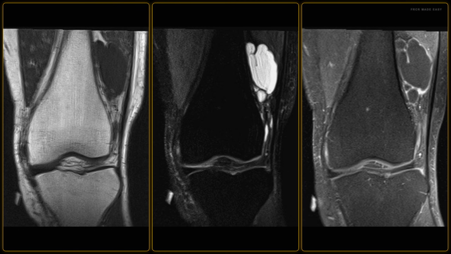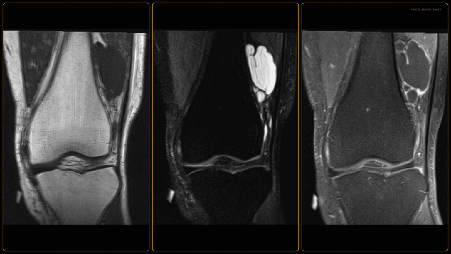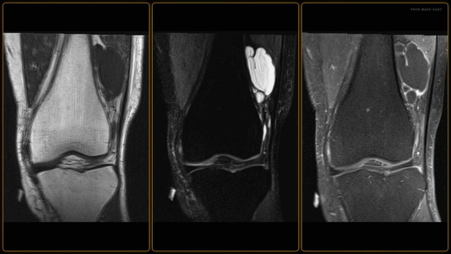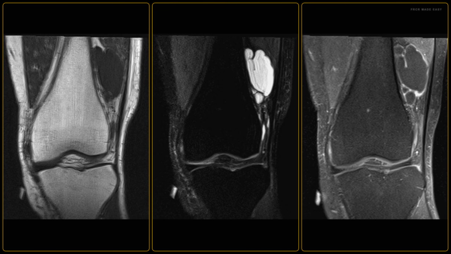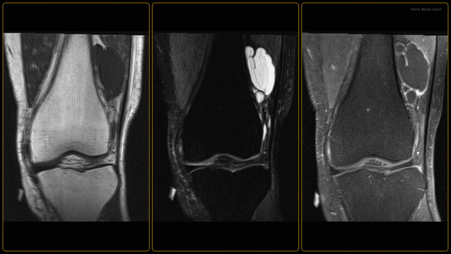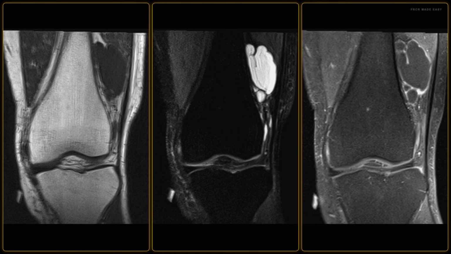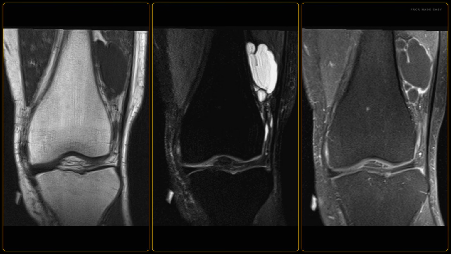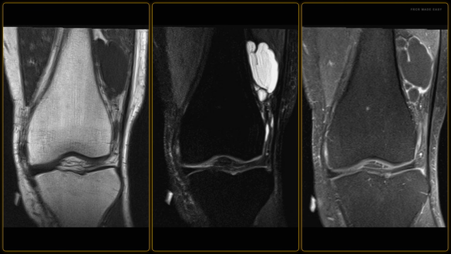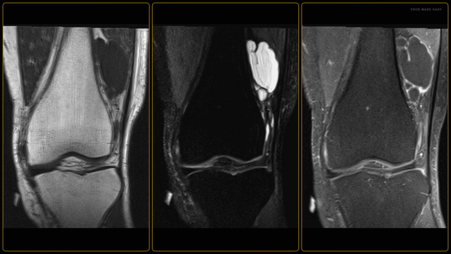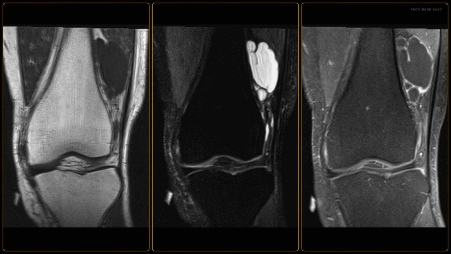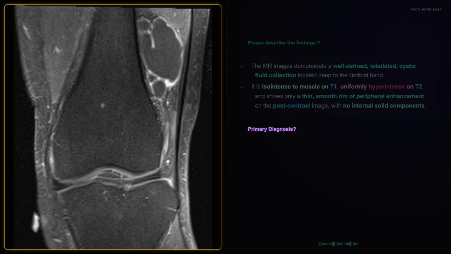Please describe the findings. The magnetic resonance images demonstrate a well-defined, lobulated, cystic fluid collection located deep to the iliotibial band. It is isointense to muscle on T1, uniformly hyperintense on T2, and shows only a thin, smooth rim of peripheral enhancement on the post-contrast image, with no internal solid components. What is your primary diagnosis?